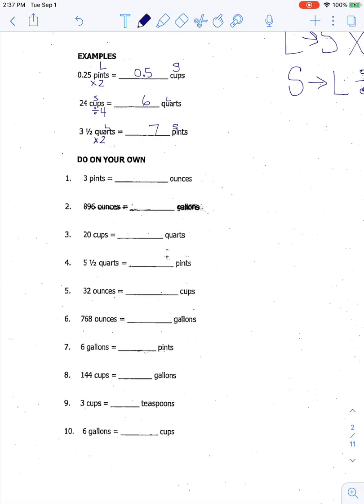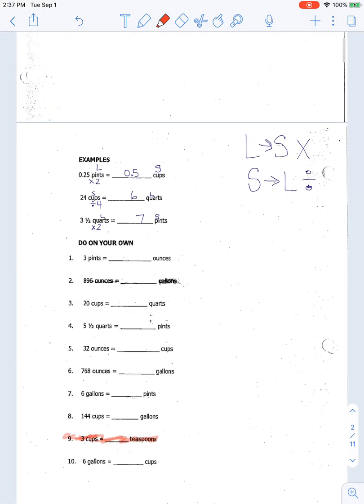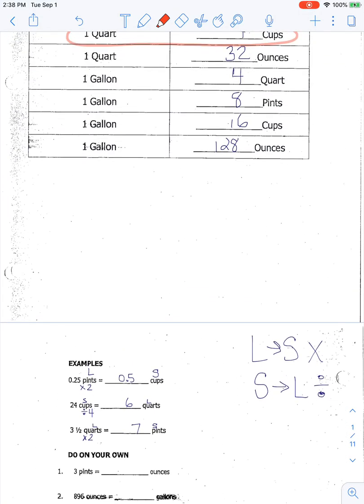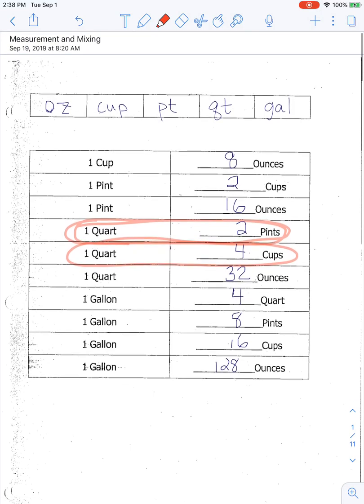So if you want to try some of these on your own, you can, except you don't have this teaspoon option. All right. Go ahead and try some of them on your own. Keep that thought of large to small, small to large, and you want to keep those conversion factors in mind when you're doing these.